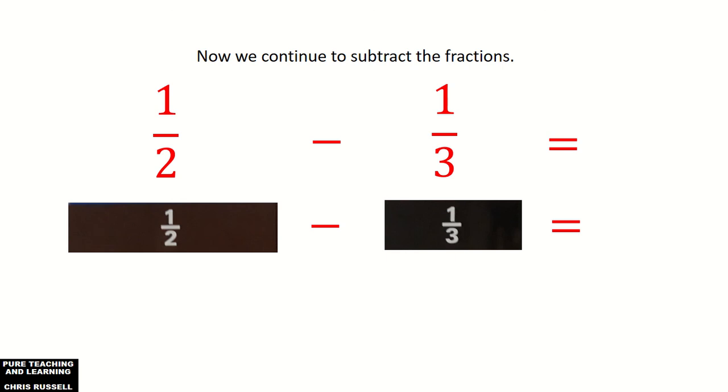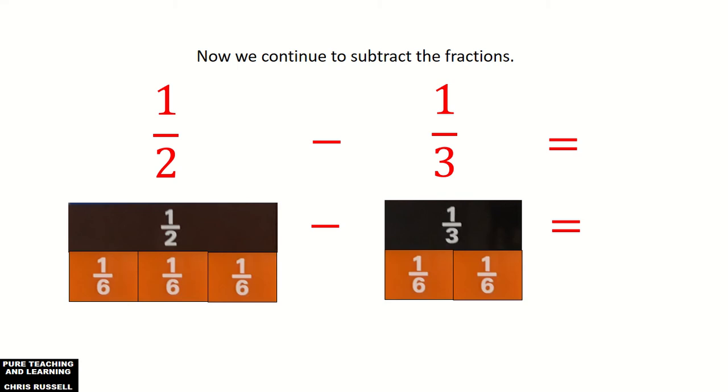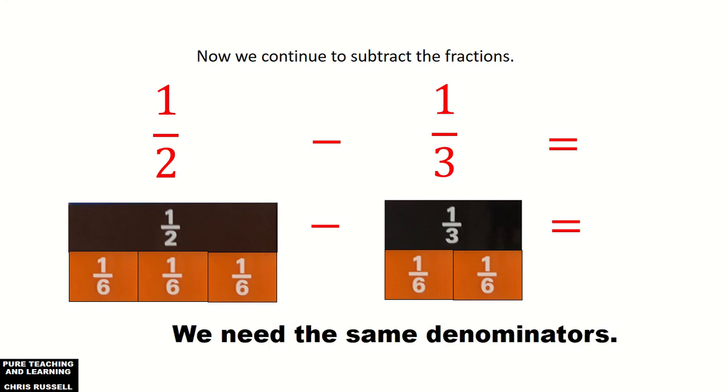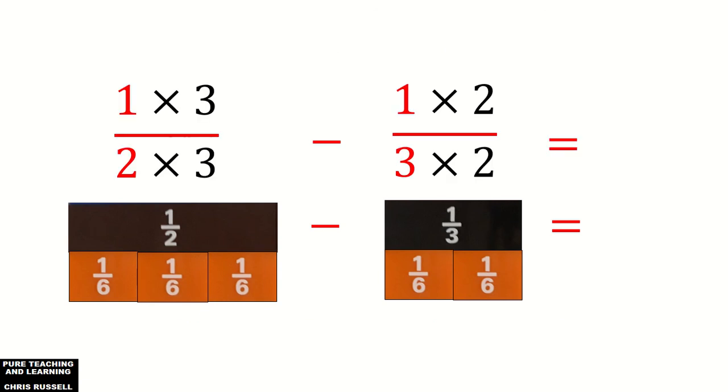Here are the physical representations of those values. Now we have to look at the lowest common multiple. In this case, because 2 and 3 are prime numbers, we can simply multiply them together and we get 6. So therefore, a half is basically 3/6 and 1/3 is 2/6. So now we have the same denominators.